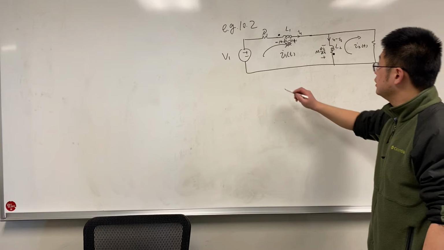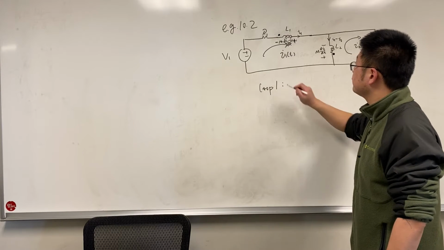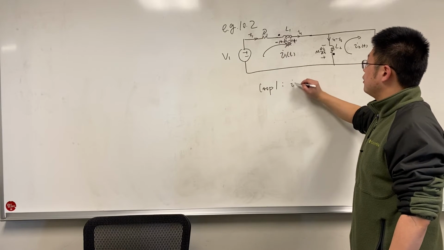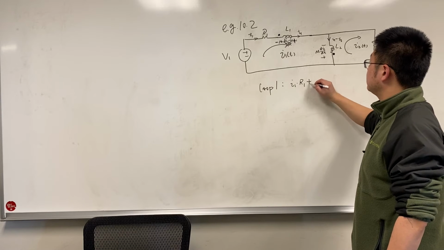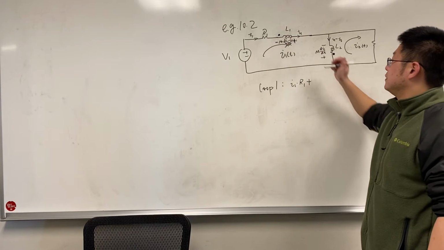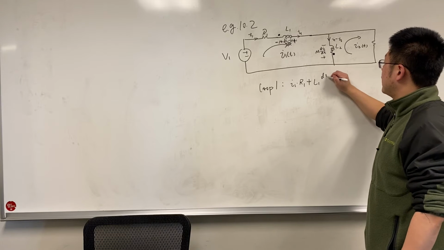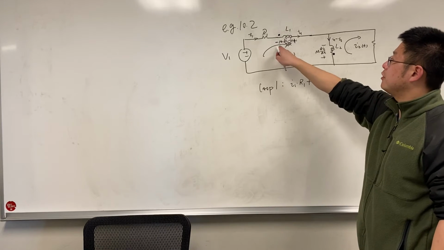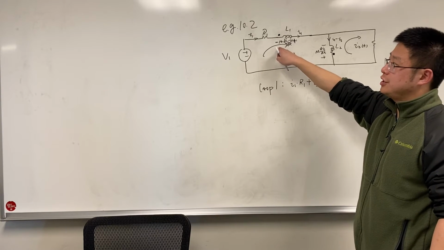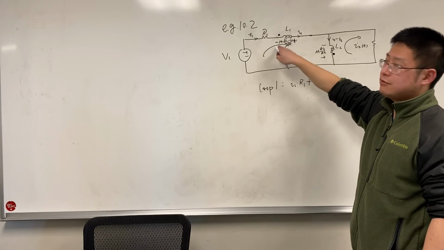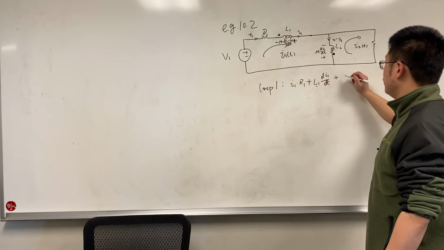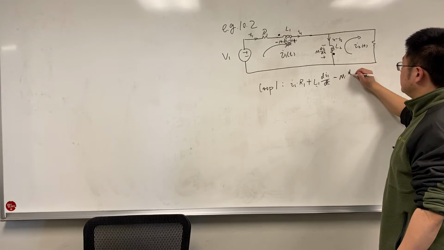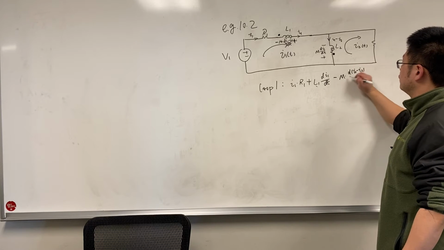equation for each loop. Let's take a look at loop 1. So we have this current I1, right? So I1 times R1 plus L1 dI1/dt, the self-inductance. And we have the induced voltage here, which is negative on the left, positive on the right. So we have minus the M times d(I1 minus I2)/dt.